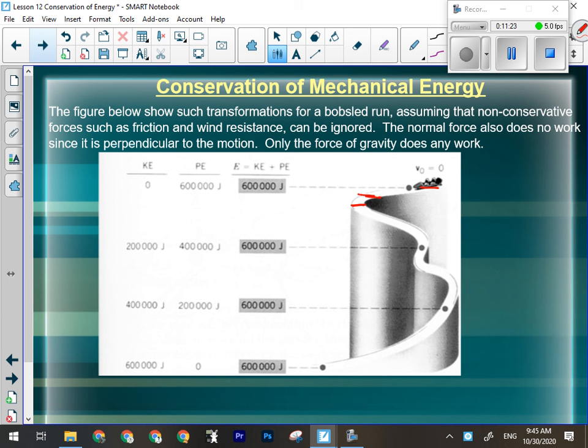Now, the other thing you can see on this diagram here, obviously the amount of mechanical energy is always the same all the way down the track. But how much of it is kinetic and how much of it is potential is always changing. All potential at the top as long as they're not pushing the sled, all kinetic at the bottom.